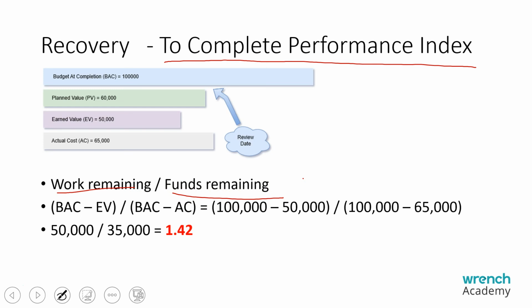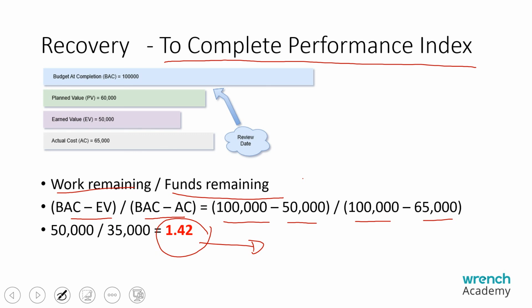How much is the work remaining? Total budget, that is budgeted completion, minus earned value, divided by funds remaining, budgeted completion minus actual cost. So 100,000 minus 50k, that is earned value, divided by 100,000 total budget minus actual cost. So 50,000 by 35,000, giving us 1.42. For the remaining work, if we can maintain a cost performance index of 1.42, we can still complete the project within 100,000.